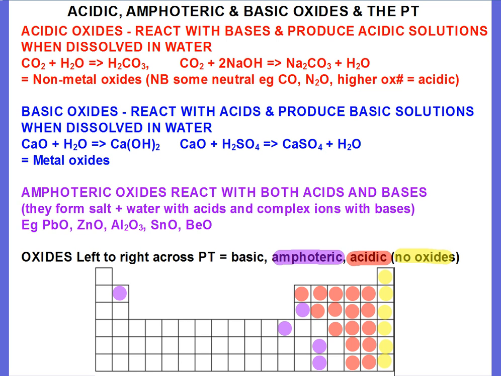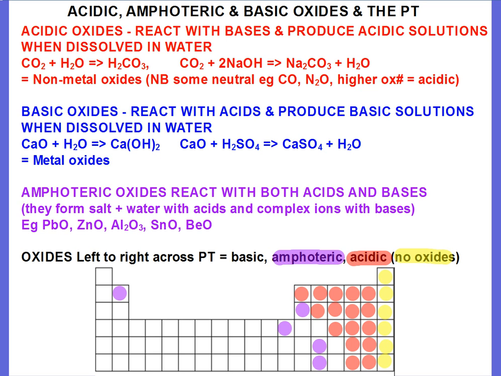and also the higher the oxidation number of the element in the oxide, the more likely it is to be acidic, such as NO2 is more acidic than NO and N2O, for example. Just also be aware that the noble gases don't form oxides at all, so that's an example of a non-metal that doesn't form acidic oxides.